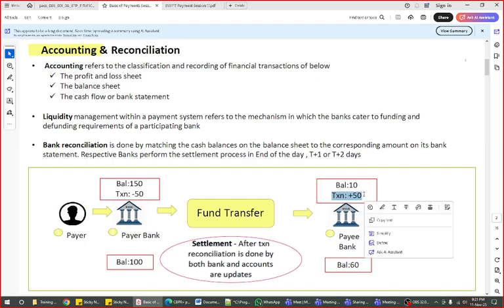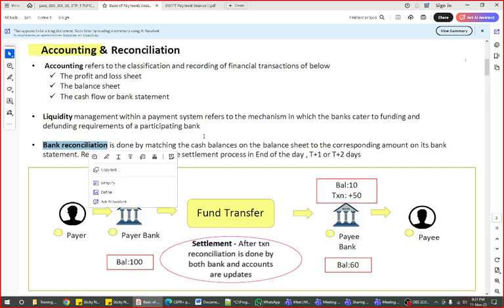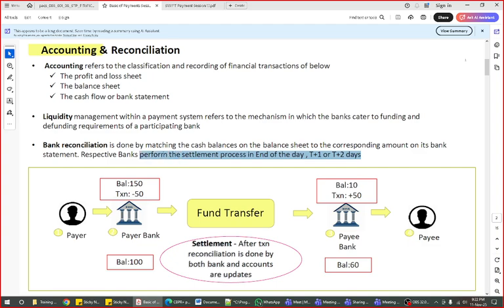So this will help you in future understanding of reconciliation. I will read this out now. Bank reconciliation is done by matching the cash balance on the balance sheet to the corresponding amount on the bank settlement. Respective banks perform the settlement process at the end of the day, either T plus 1 or T plus 2. As I just explained, this is not applicable in India now, this is in UK, but currently in India same day processing is happening and we are settling the funds. So this is called the accounting reconciliation process.